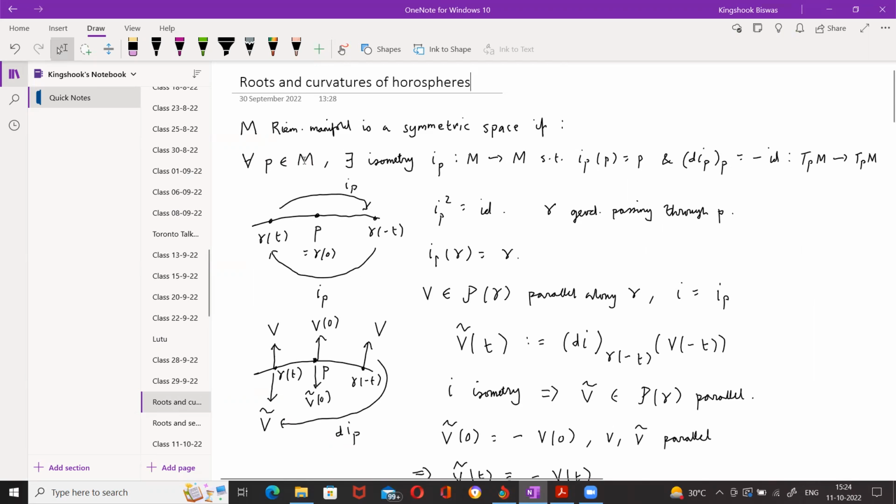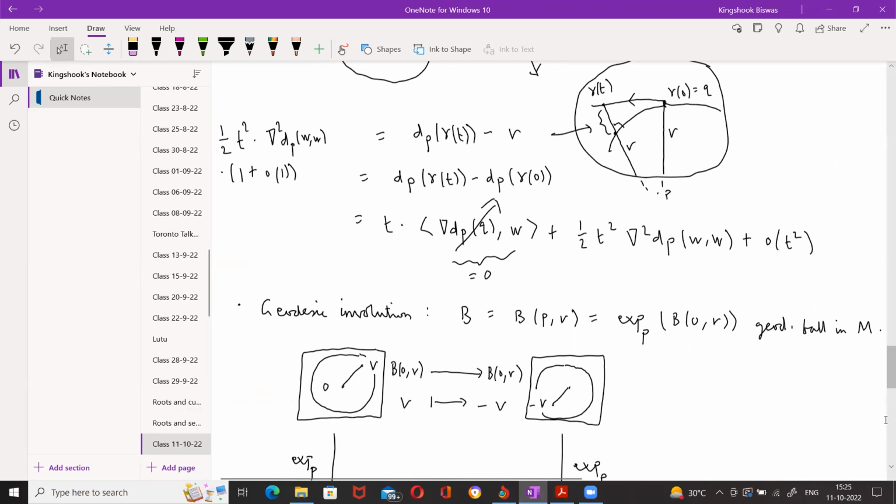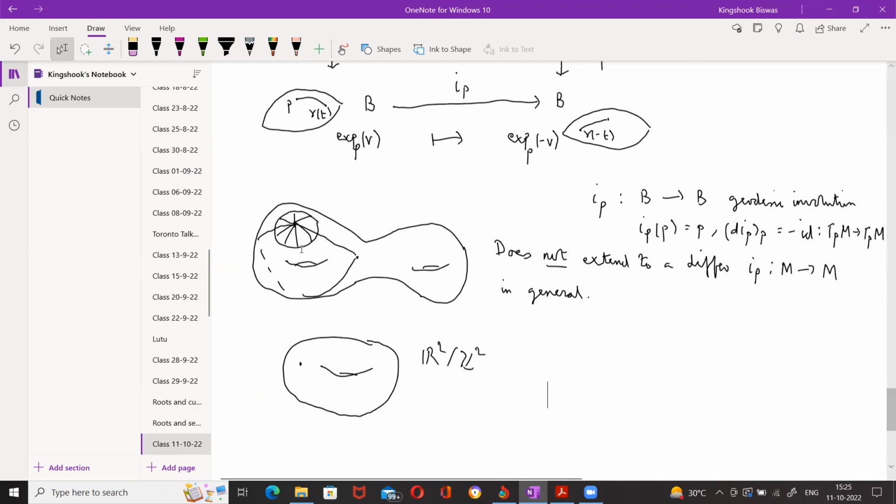What happens in locally symmetric spaces? That's what I was saying. In this picture, the genus 2 surface is locally symmetric, right? So it happens locally. The geodesic involution is only defined on a geodesic ball, but it doesn't extend to a diffeomorphism from the whole manifold to itself.